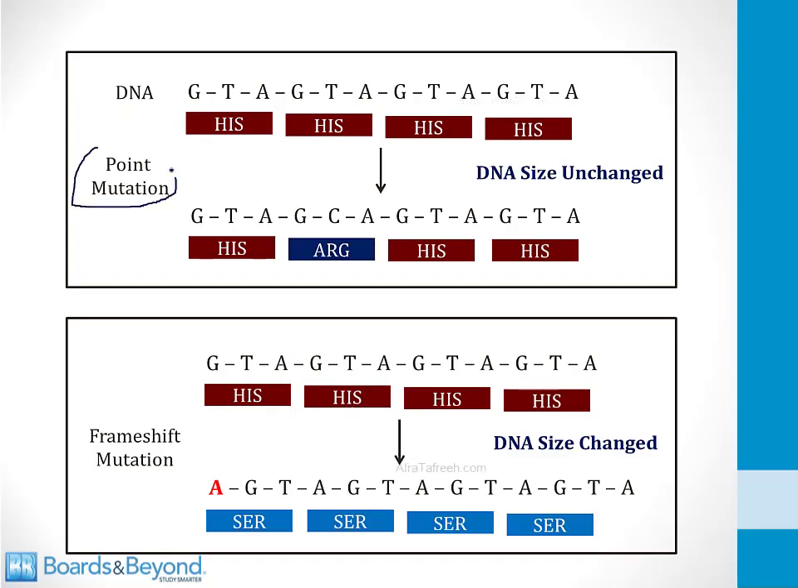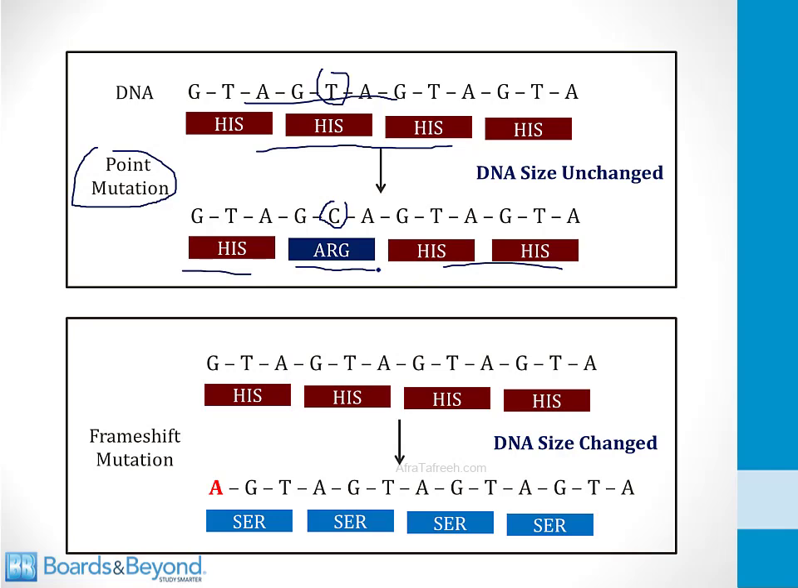At the top is an example of a point mutation. We have a stretch of DNA that codes for 4 histidine amino acids. We then change this single T right here to a C, and we now get another stretch of 4 amino acids. The first one and the last 2 are unchanged, but the second one is changed to an arginine.